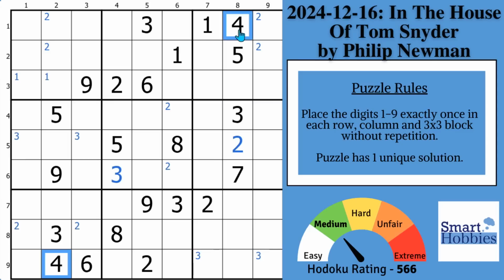With the 4s, there's only 2 places for a 4. You have 3 spots here. We wouldn't mark that with Snyder notation. Move on to the 5s. And what you'll see here is this 5 and this 5.